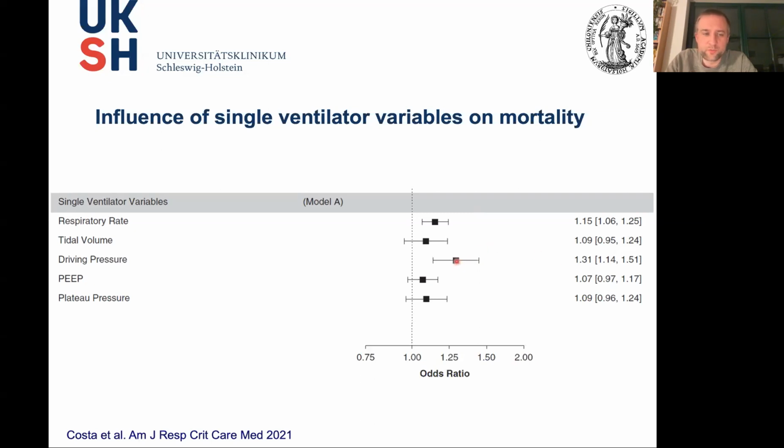So when looking at the single respiratory variables: respiratory rate, tidal volume, driving pressure, PEEP, and plateau pressure, only the driving pressure and the respiratory rate were associated with mortality. So that's a problem, because we want to make a trade-off between tidal volume and respiratory rate. But here you can see that the driving pressure is obviously more strongly associated with mortality than the respiratory rate.